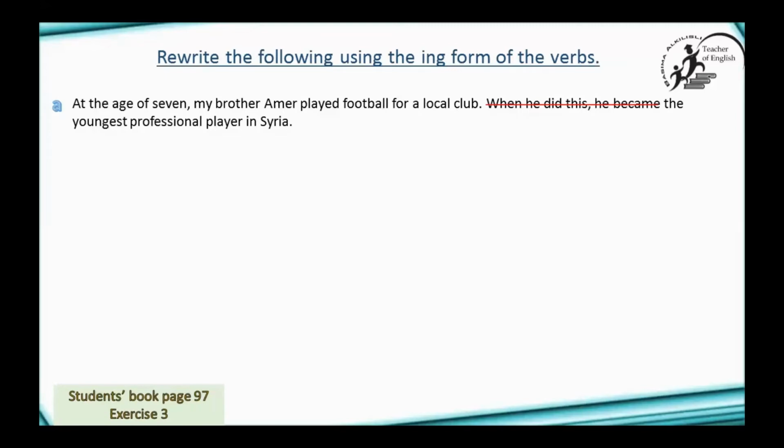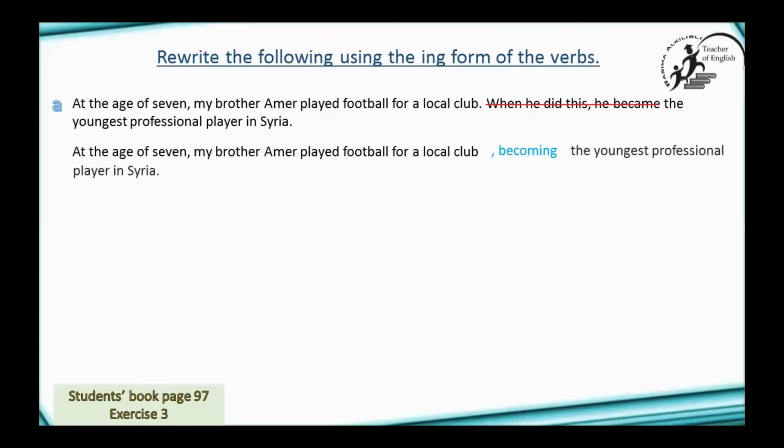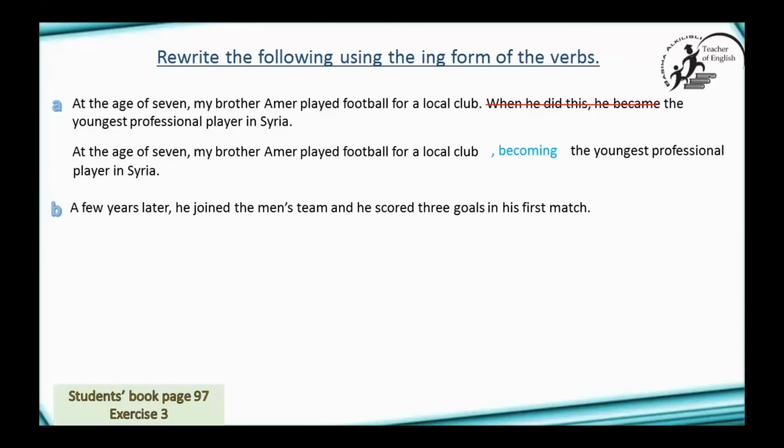First of all, we have to omit the beginning of the second sentence until we reach the main verb. Then, we have to put a comma instead of the full stop and put the main verb in the ing form, becoming. Then we have to continue the rest of the second sentence. B. A few years later, he joined the men's team and he scored 3 goals in his first match. Where is the second sentence? He scored 3 goals.